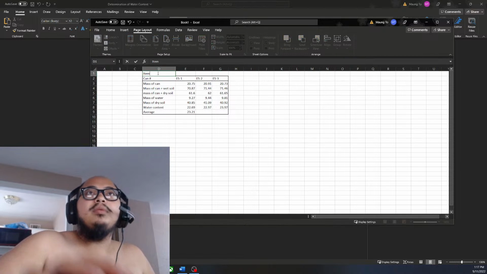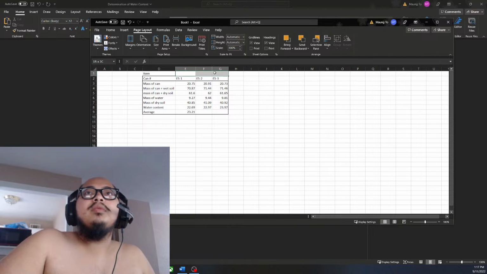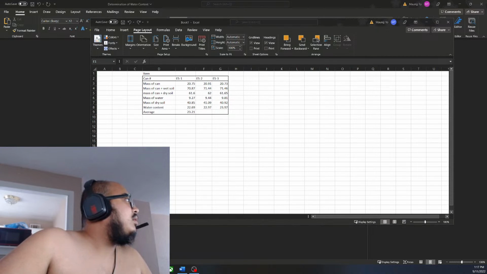Oh, I spelled item wrong. I want to delete this part. Let's see. Come on. There you go. Excel grid lines. Yeah. That's how to hide grid lines.